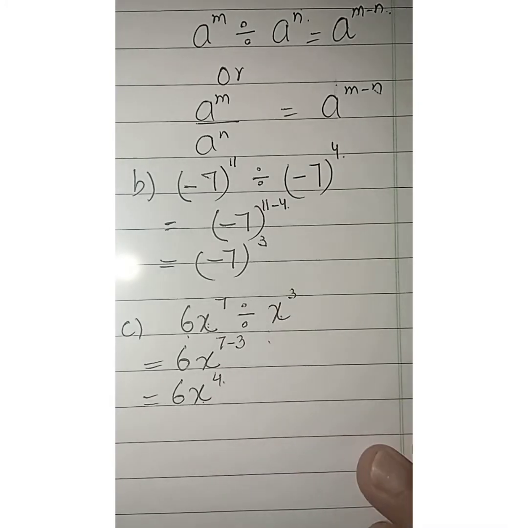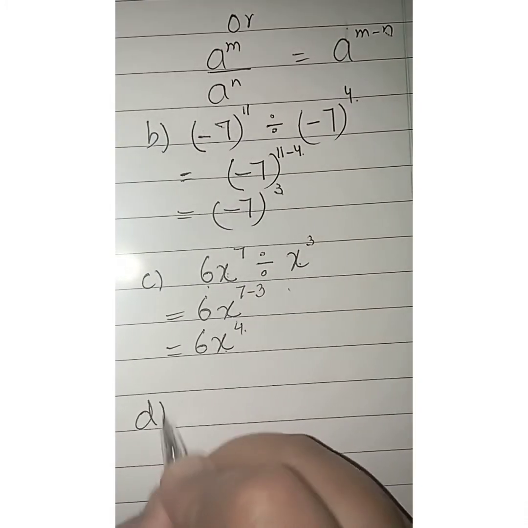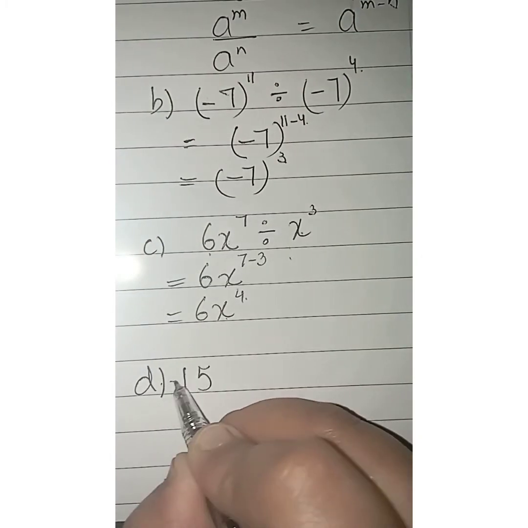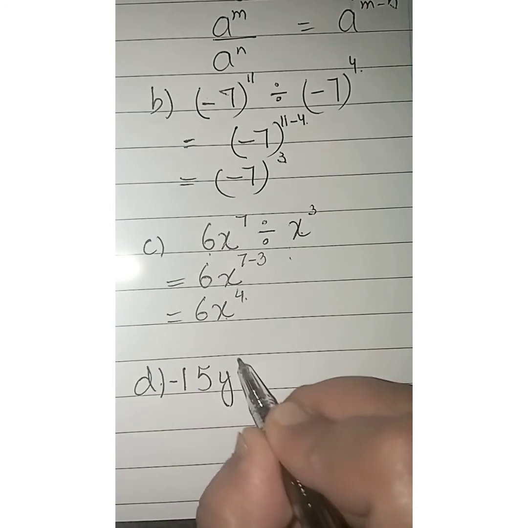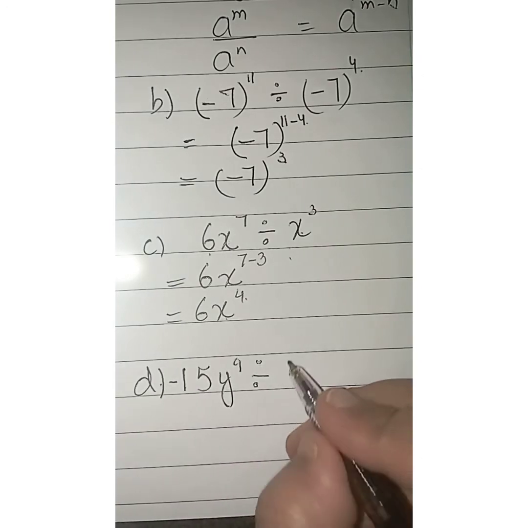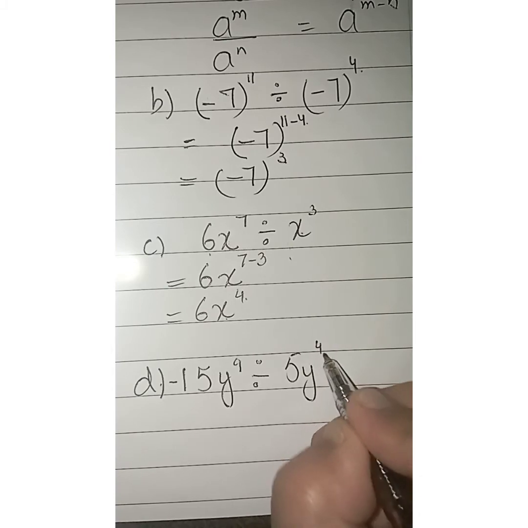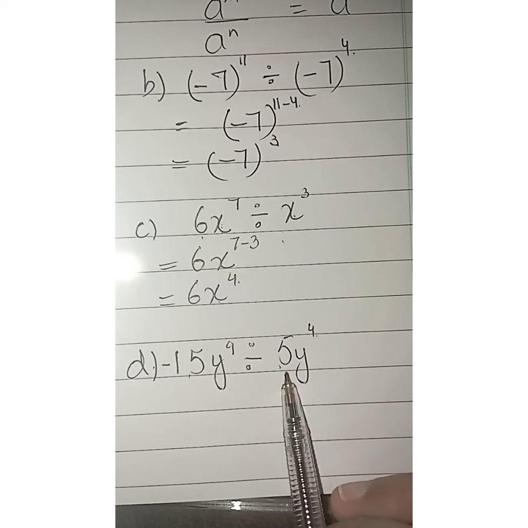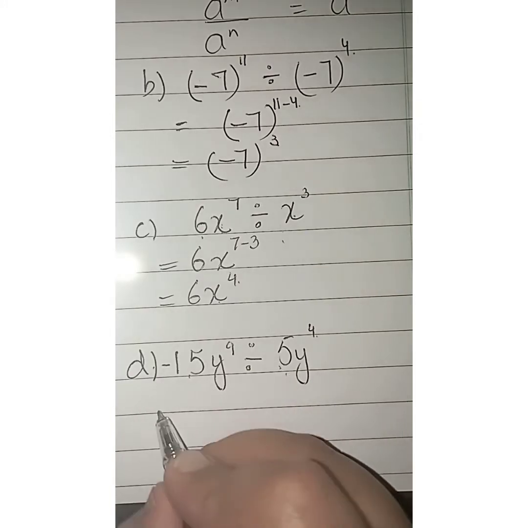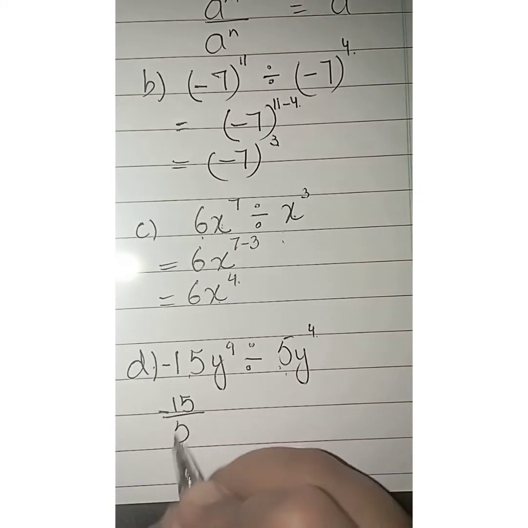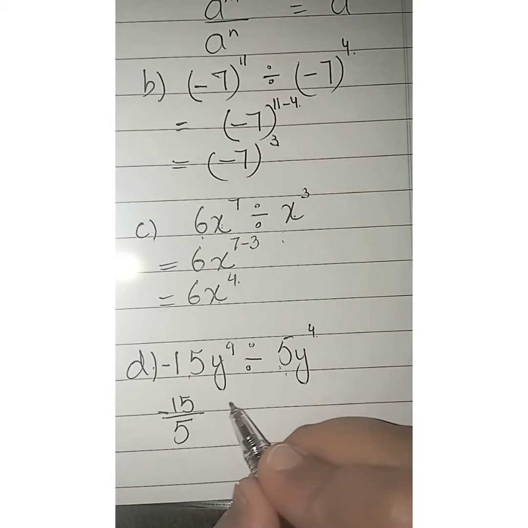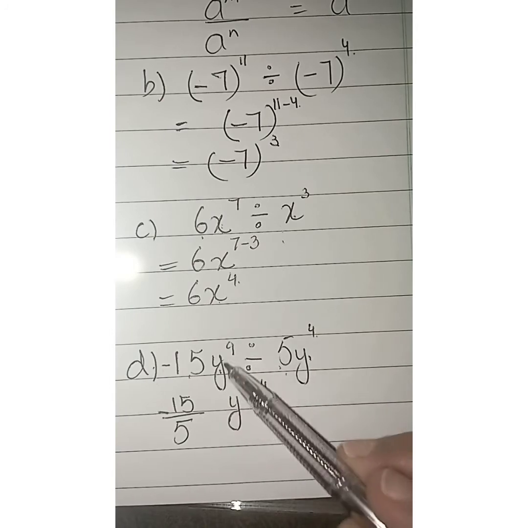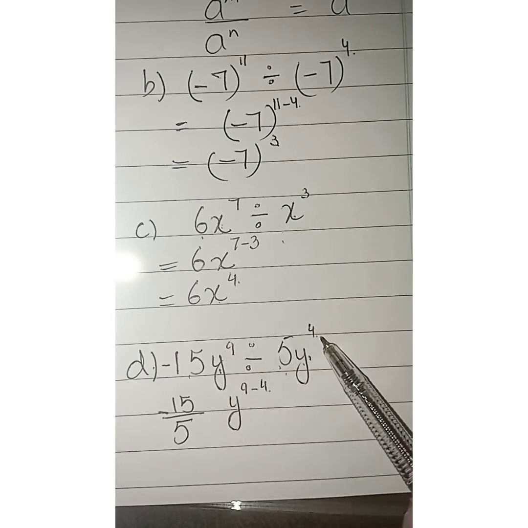power 4. Now the d part again has coefficients, so let's write them. Minus 15 y power 9, divided by 5 y power 4. Now we know that there are two coefficients and two different signs, so we need to take care of them first. Minus 15 divided by 5 will be separated, and then we will write y power 9 minus 4 according to the rule of division. We just simply write y one time and then subtract the powers.